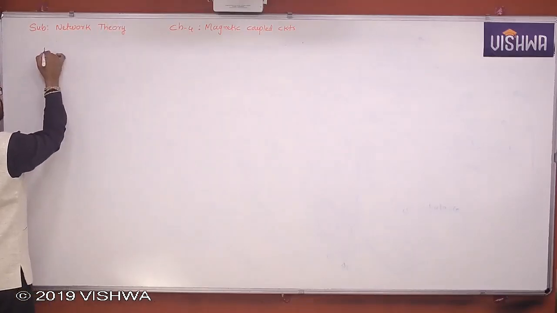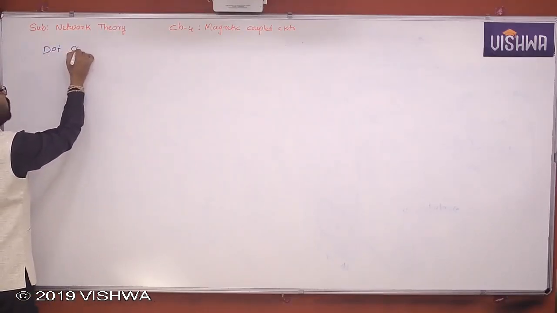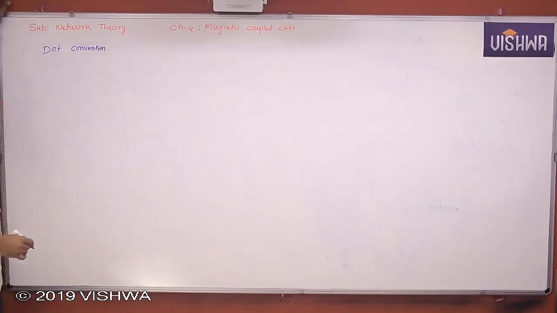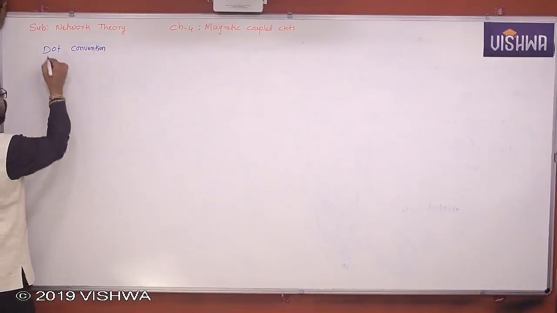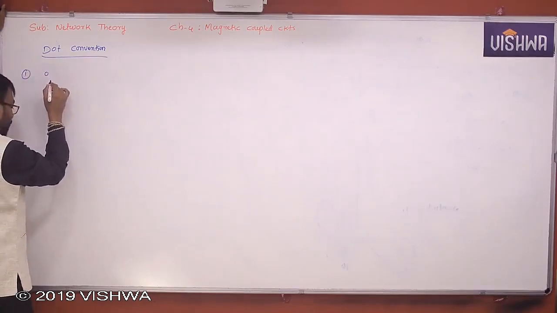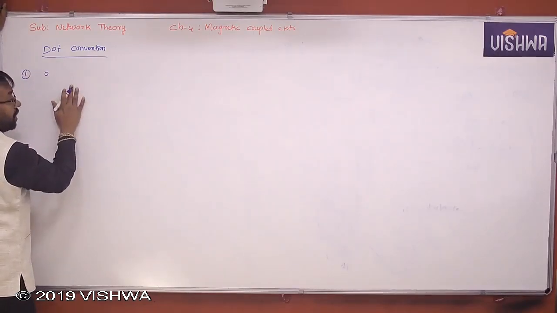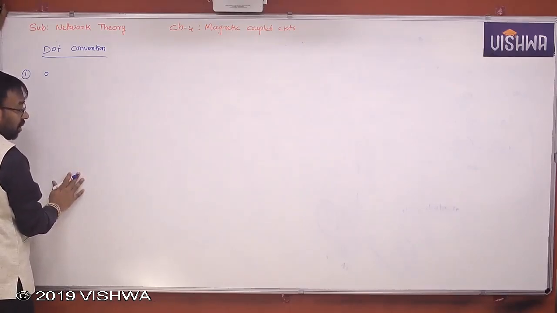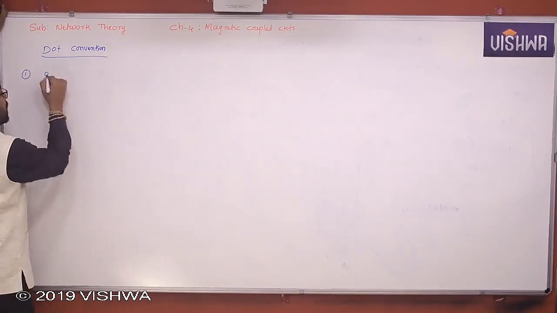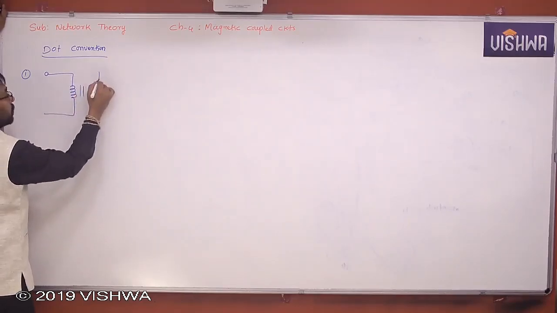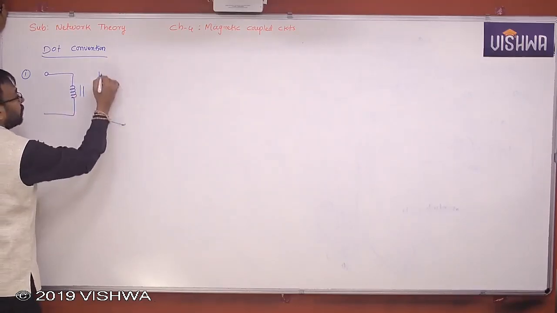So let's see the dot convention here. Put the heading, dot convention. According to the dot convention, I'll take two cases here. First, I will take the dots for granted. Then I'll tell you how the dots can be created, that I will tell later. First, let us see. Assume that the dots are given.